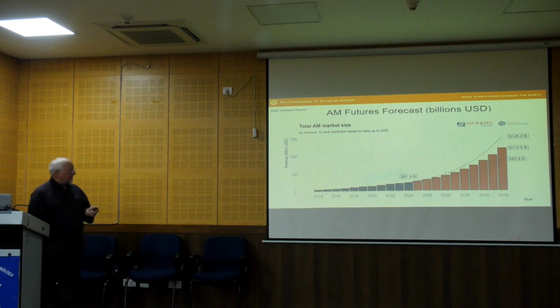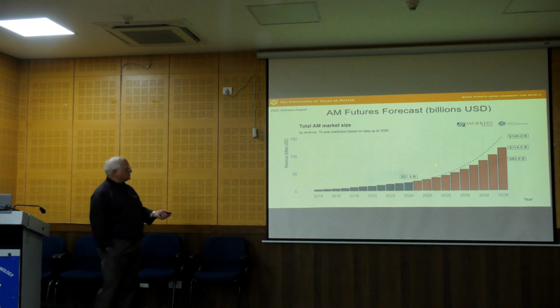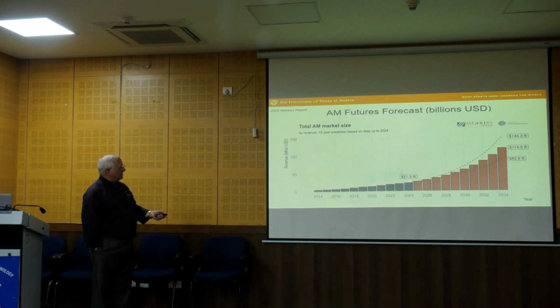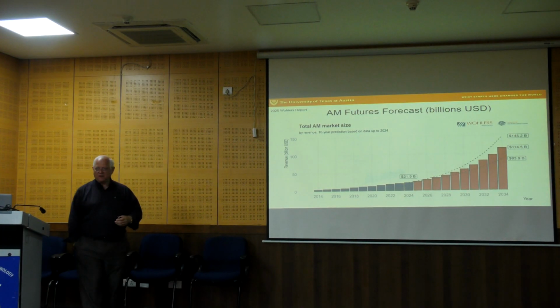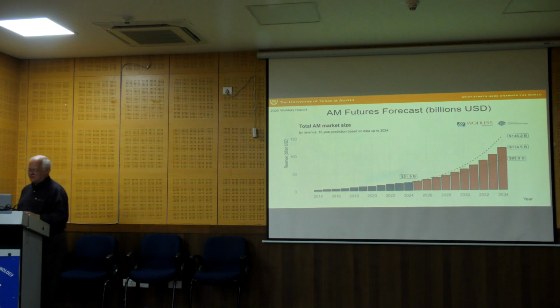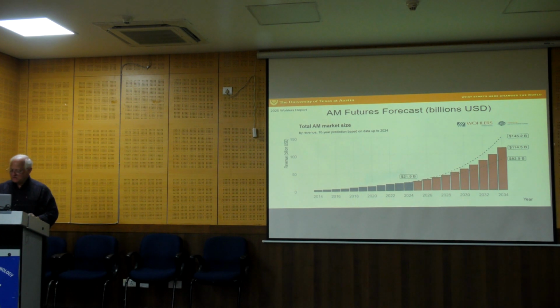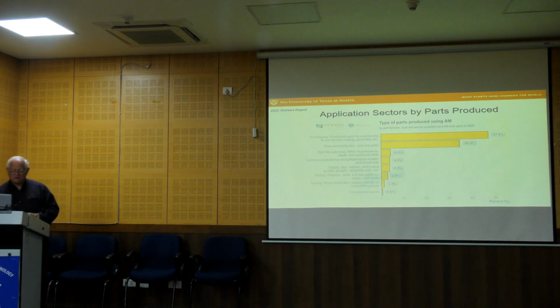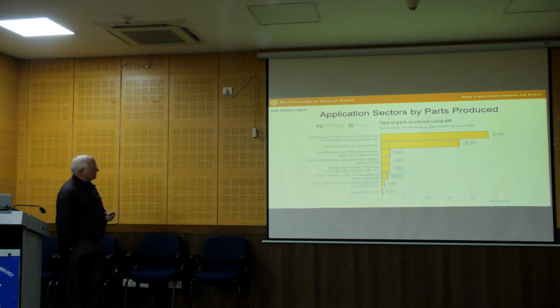This shows Wohlers' prediction of the market value of additive manufacturing in the next 10 years. We're at $21 billion today, but in the next 8 or 9, 10 years, it's anticipated to almost quadruple to about $115 billion of revenue. So the health is predicted to be very strong in the coming years.